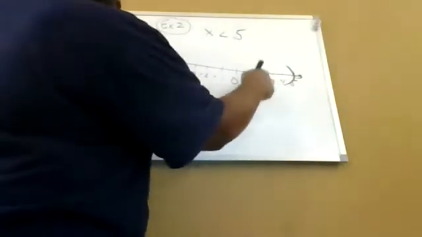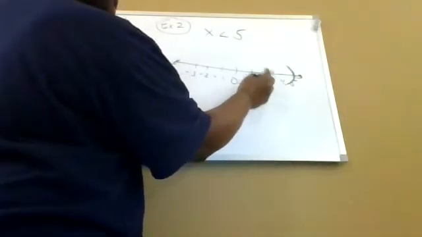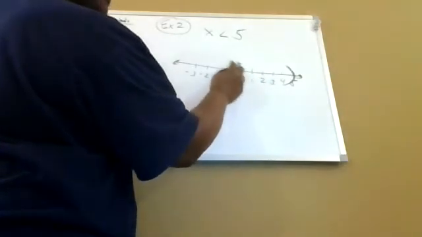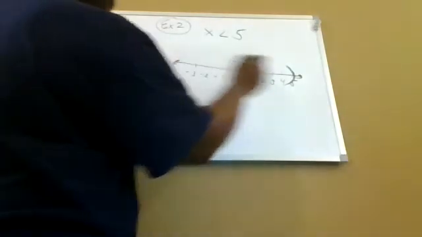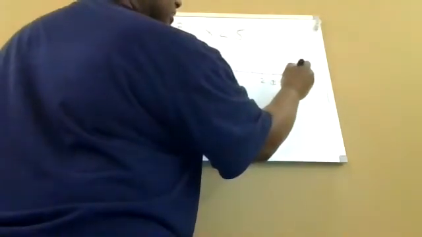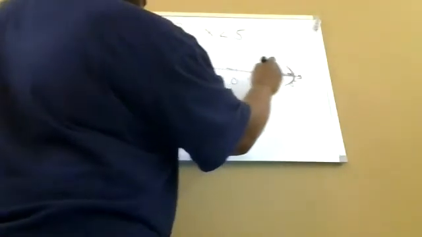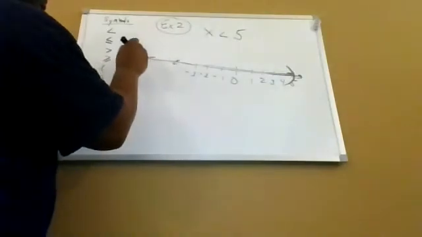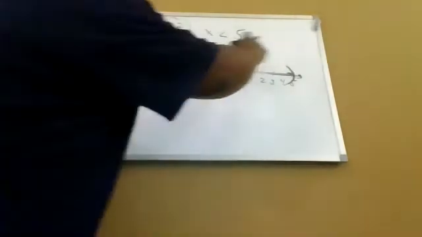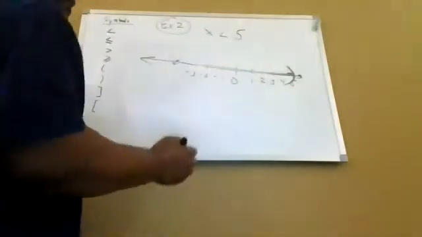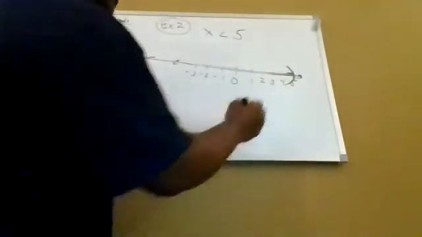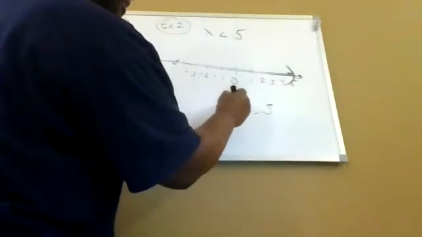Now I need all my x values that are less than 5, which is everything to the left of here. 4 is less than 5, 3 is less than 5, 2 is less than 5, 1 is less than 5, 0, -1, -2, -3. So we want to draw a dark line. Let's just draw it up here. And that's the graph for x less than 5. For our interval notation, we're going to start at 5, and it's going all the way to -infinity.